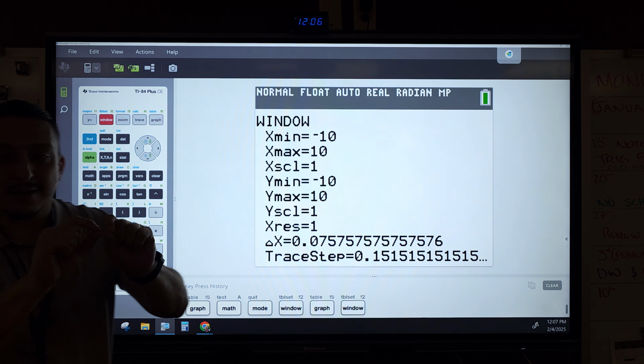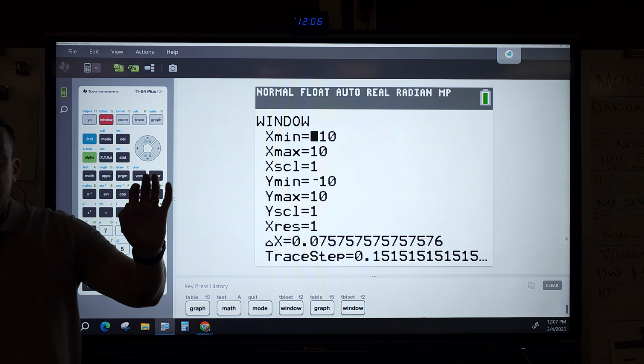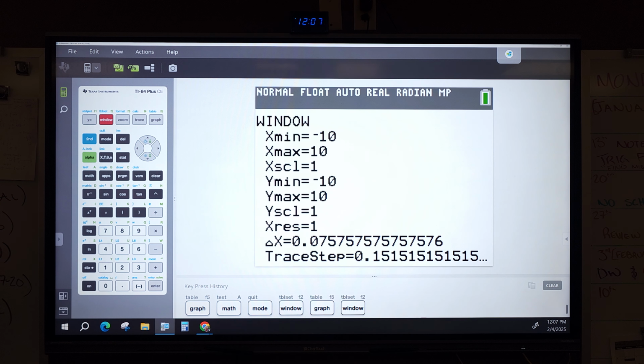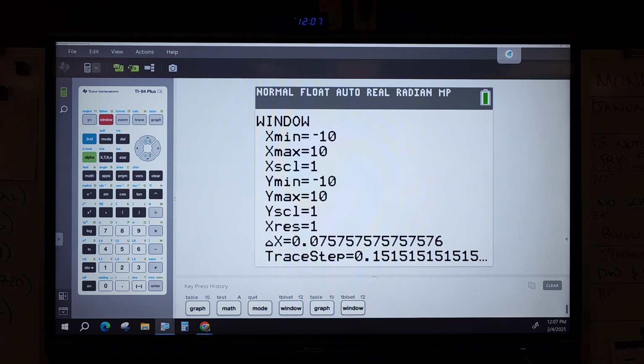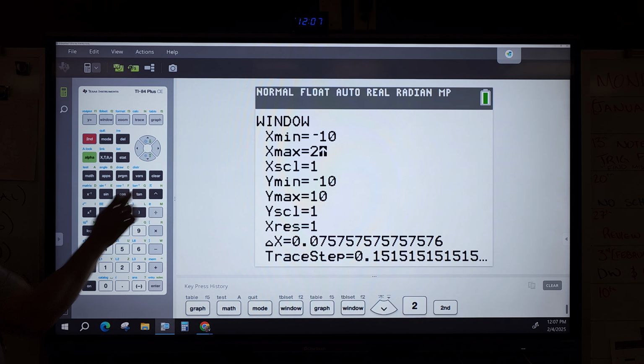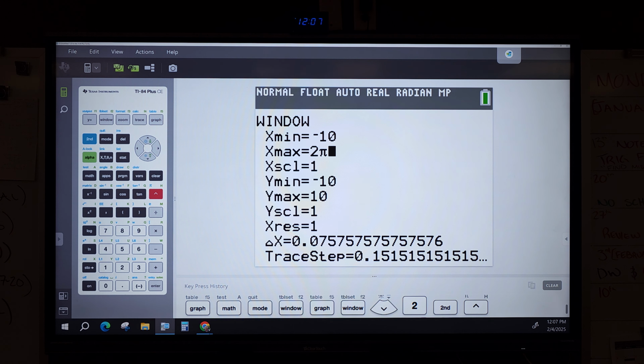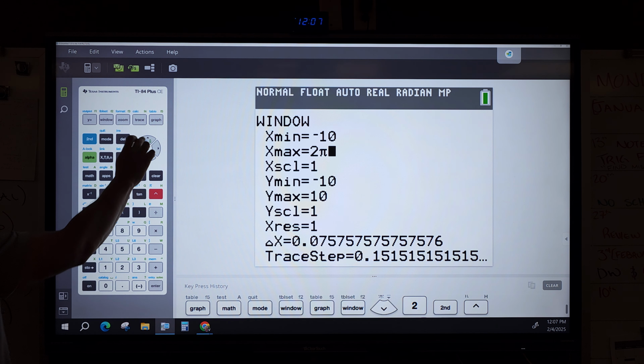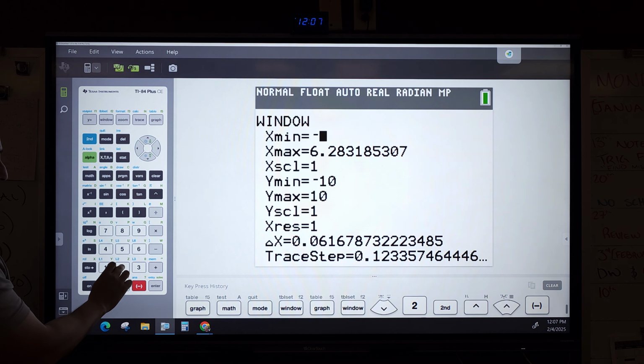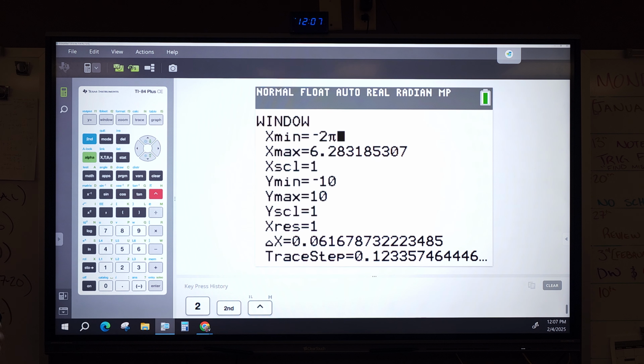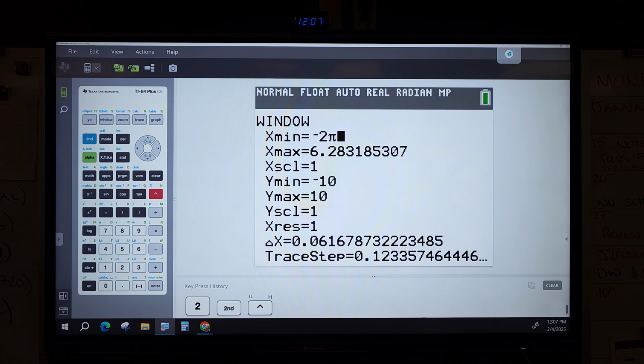So, you know how we graphed it by hand, the tangent? How far did we go to the right? 2 pi, right? So right here, we want to do 2 pi. We want it to count all the way to 2 pi. In the left side, to negative 2 pi. So it matches what we did on the paper, okay?